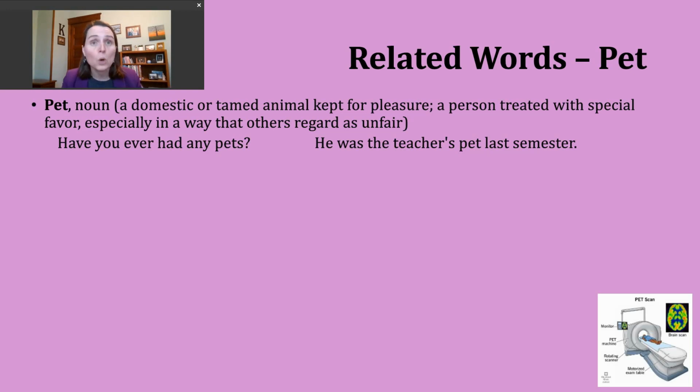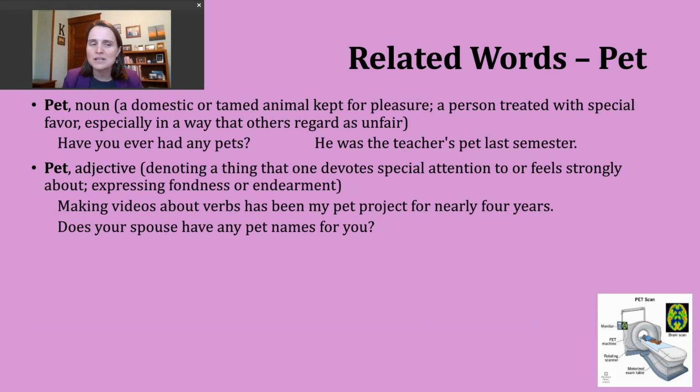Now, I also want to point out that the word pet, P-E-T, so again, same spelling, same pronunciation, can also be used as an adjective. One way to use that word as an adjective is to describe something that one is devoting additional attention or special attention to, or maybe just something they feel very strongly about. An example of this might be, making videos about verbs has been my pet project for nearly 4 years. Right? So this is something I started doing to help a few students, but now I do devote a couple hours each week to doing this, thinking about verbs, making some notes, and making the videos, because many people have shared they find it helpful, they find it interesting, and I love helping people who are learning English.